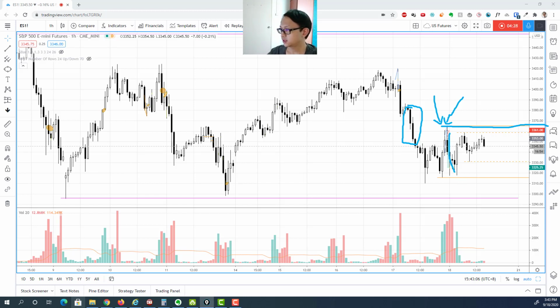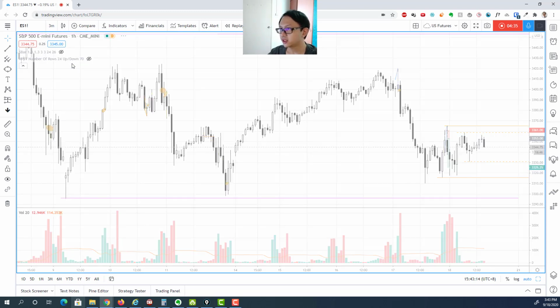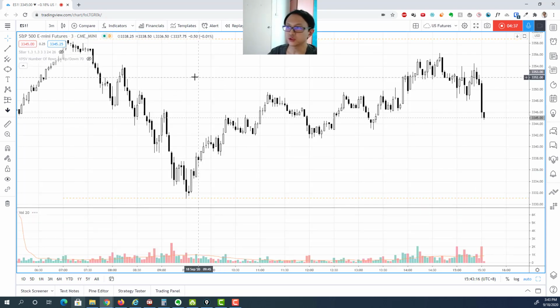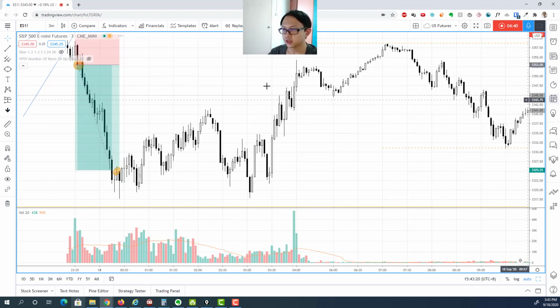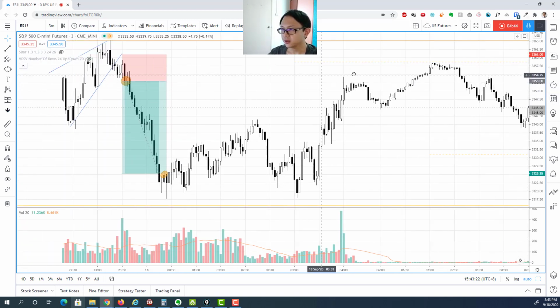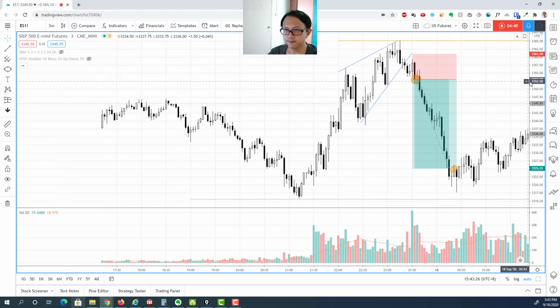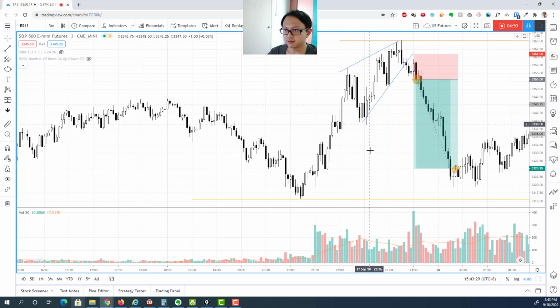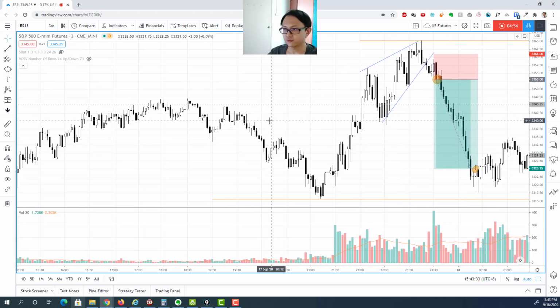So I will dive into the 3 minutes time frame and elaborate a bit more on how I actually take advantage of the rising wedge pattern, trade it, and ride it down to the downside. Okay, so this is the 3 minutes time frame, and I have already marked up the rising wedge, which you can see very clearly in the chart, hopefully.